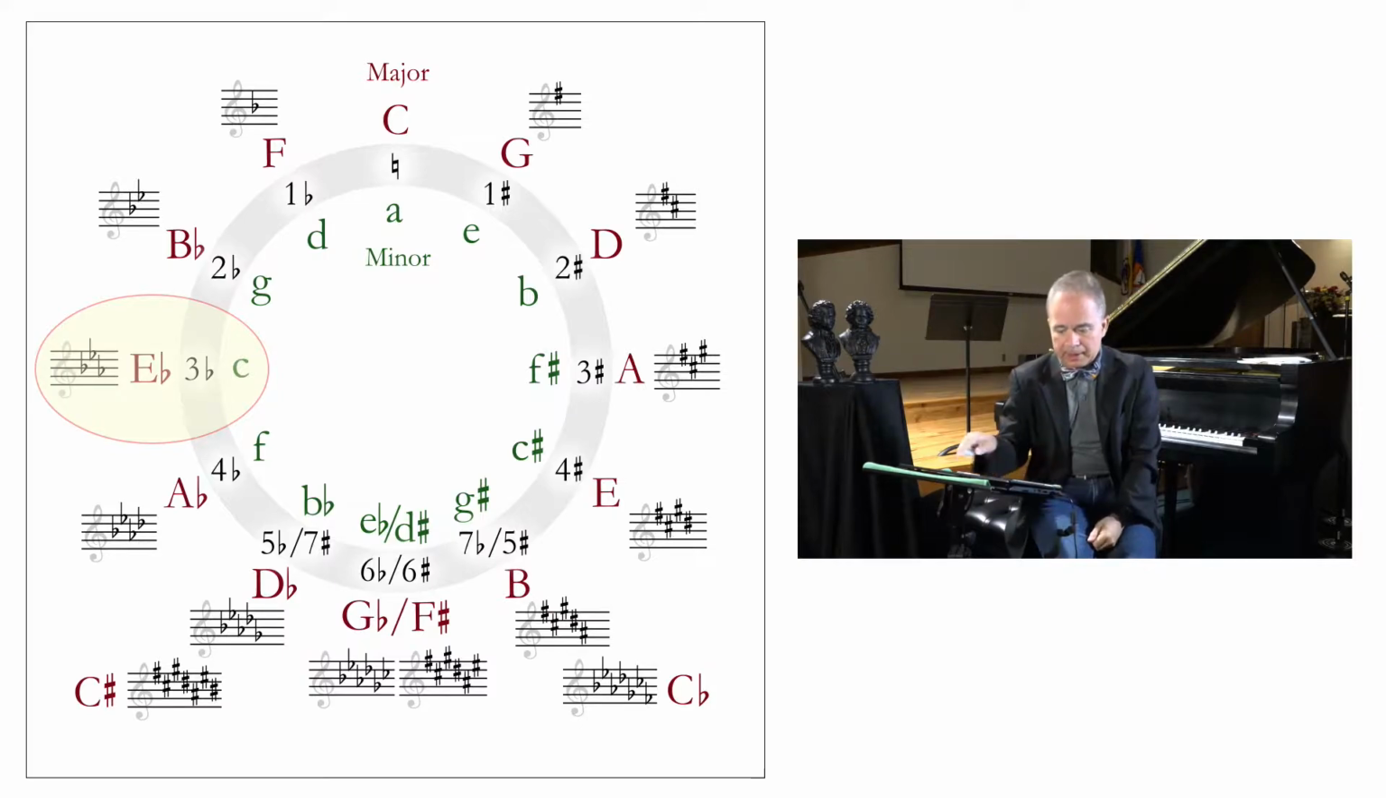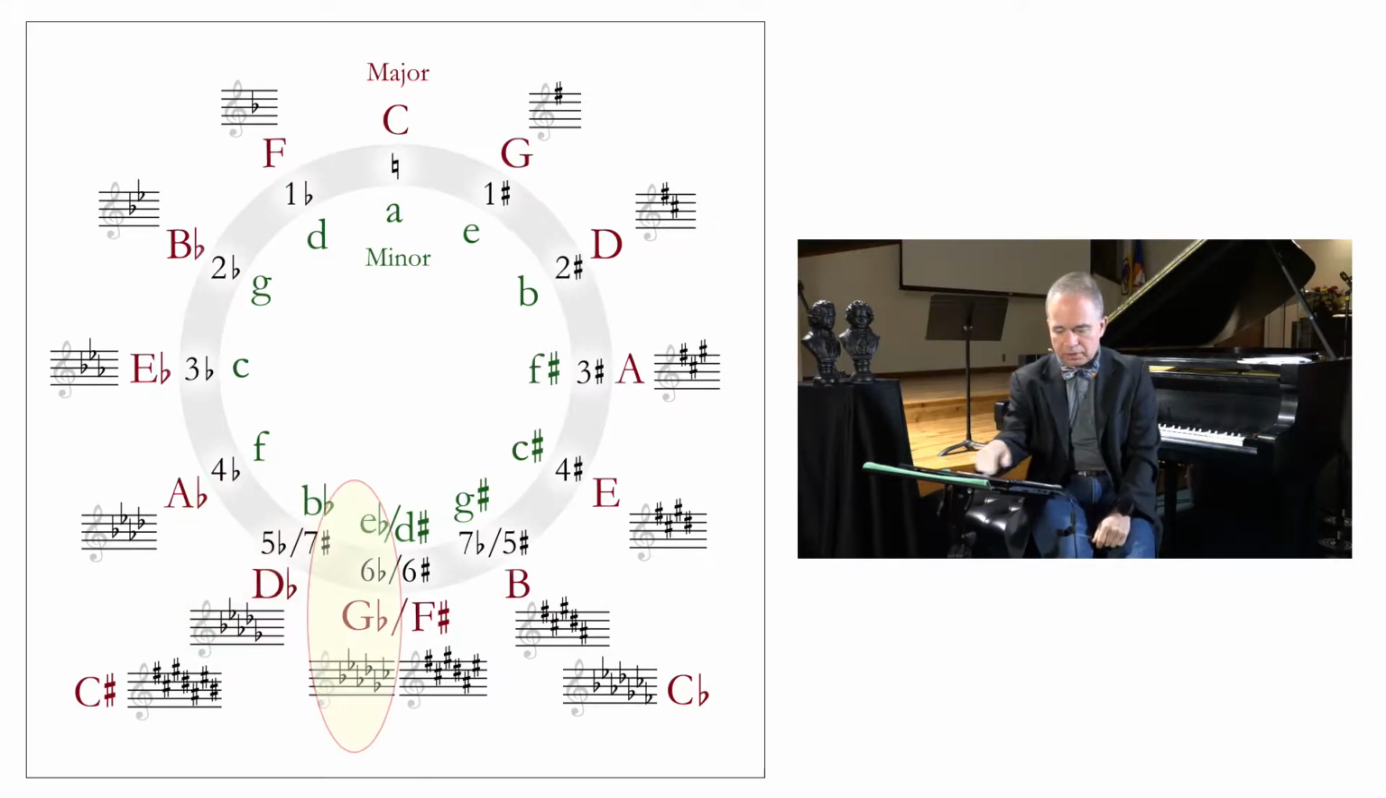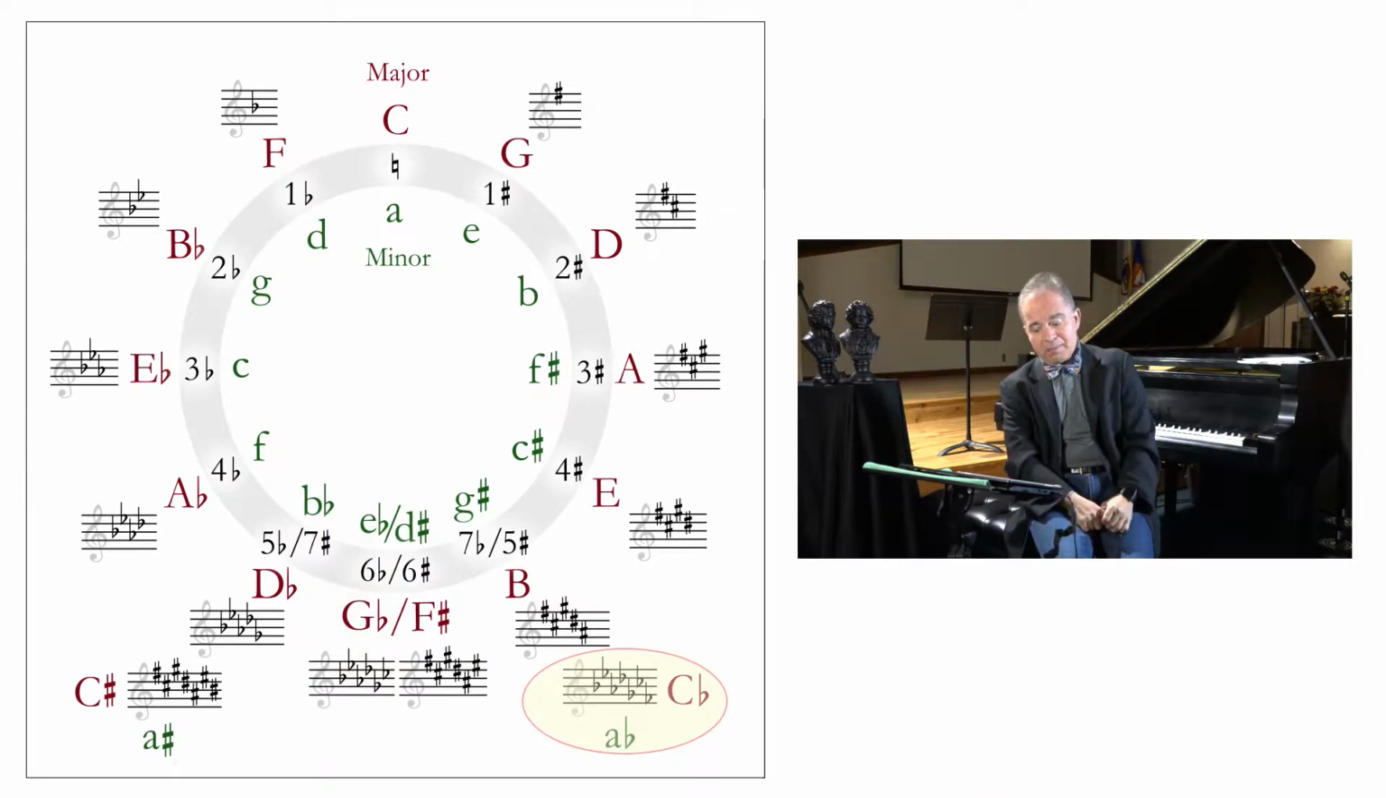The next one with 4 flats is A flat major and F minor. Then we have D flat major and B flat minor with 5 flats in the key signature. And then with 6 flats, we have G flat major and E flat minor. Remember, always that distance between them is the distance of a minor third. And finally, we have C flat major and A flat minor with 7 flats in the key signature.